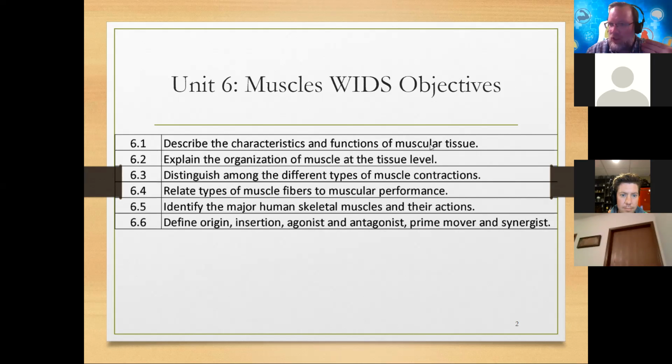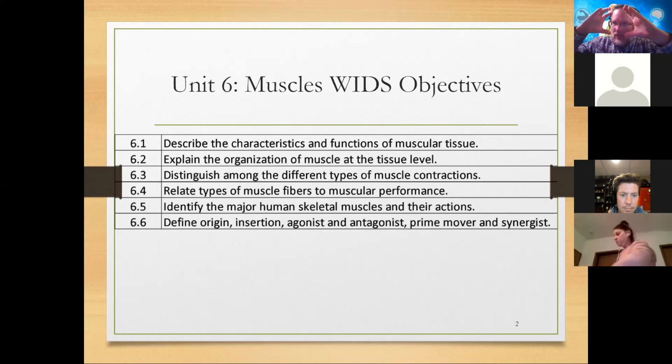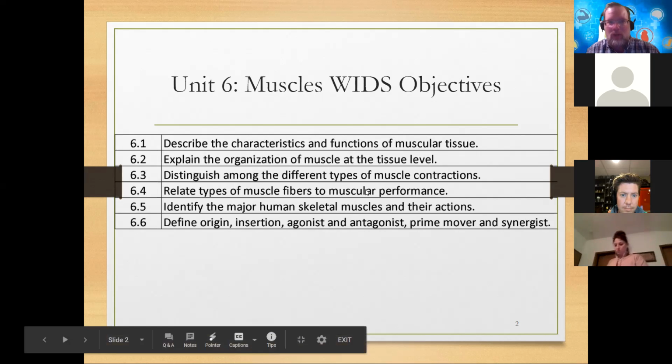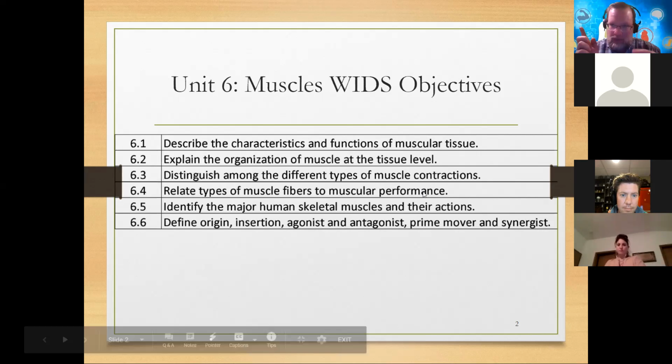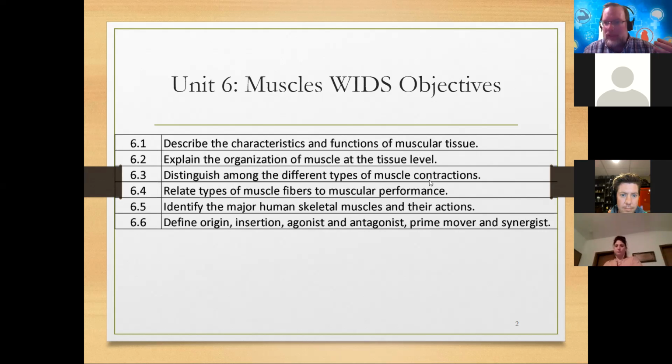Functions of muscle tissue, again, we're thinking movement, heat production, and posture. We looked at the organization of muscle tissue down to the tissue level. We looked at the epimysium around the belly, and then the perimysium around the fascicles, and then the endomysium around the fibers. That's it for organizing the muscles to the tissue level. Different types of contractions. We looked at isometric, isotonic. We looked at eccentric and concentric as well under the isotonic group. And then we just finished looking at slow twitch and fast twitch, or type 1 and type 2 fibers.